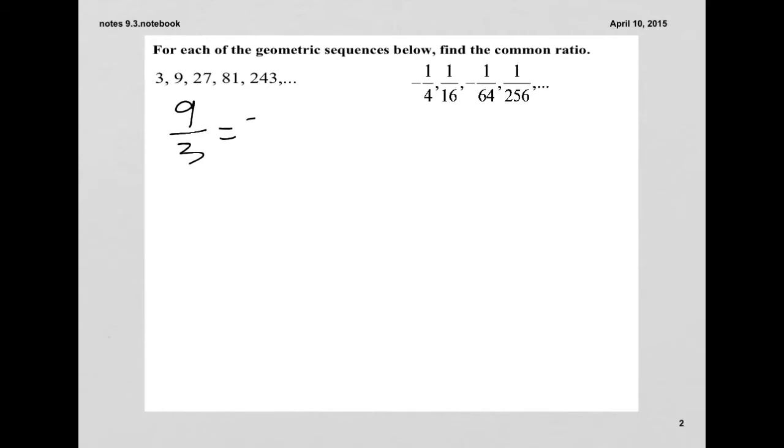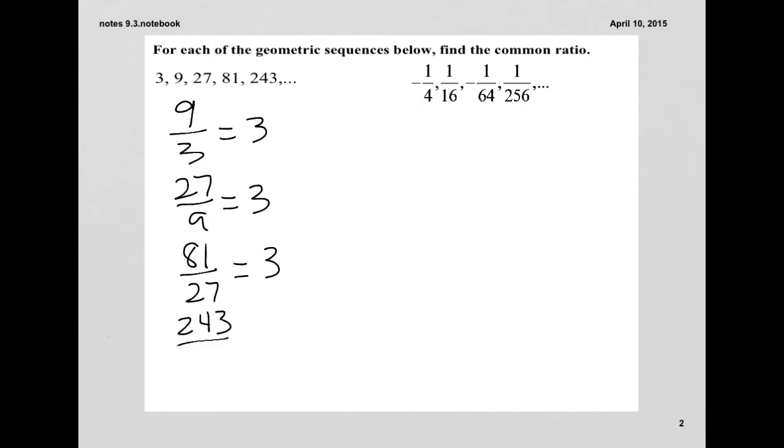And that's going to be equal to 3. And then you take the third term, divide it by the second term, that's 3. You take the fourth term, divide it by the third term, and that's 3. And you take the fifth term and divide it by the fourth term, and that's 3. You can see that they're all 3's, so that means that my common ratio, r, equals 3.